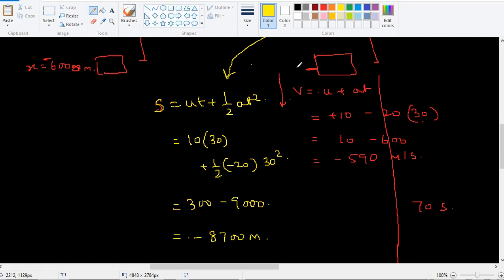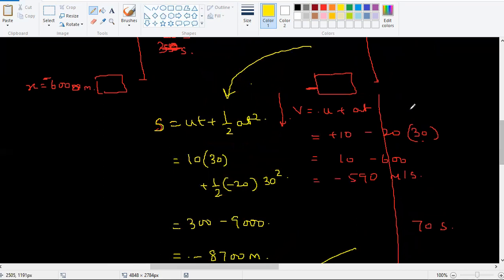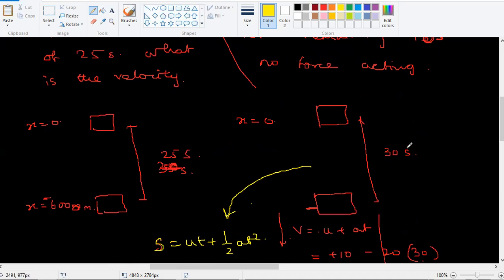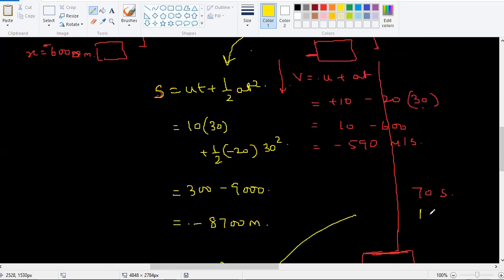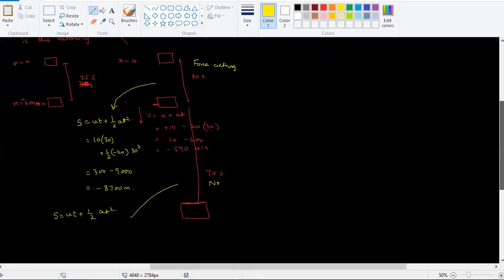So I know the location for this one. From 6000 meters in the next 5 seconds, it has moved another 2700 meters. The second part of the journey, S is equal to ut plus half kt square. But very important, what did I say in this 70 seconds? Is there any force acting? They said only for the first 30 seconds there is force. Here there is no force acting. So this is the point which is confusing, and because of my computer screen, I'm not able to show it fully.